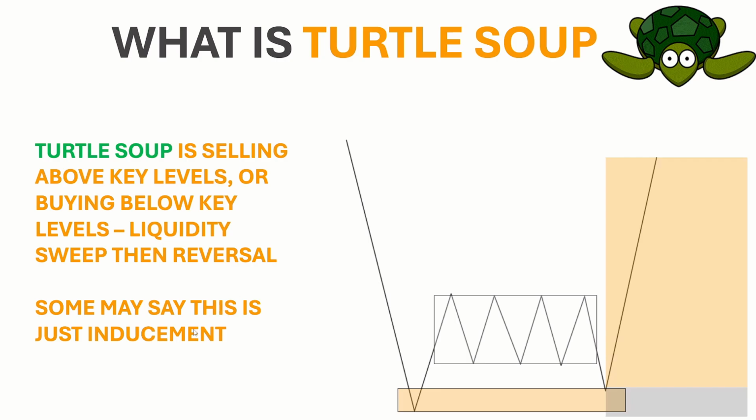Some may just say this is inducement. If you don't know what inducement is, it's an institutional strategy where institutions would try to tempt early buyers or sellers in the market in order to take them out, use them as liquidity before market moves in the desired direction. So traders who may have bought at these points right here on this support, they would get stopped out, their stop loss would get triggered. This is what we call taking out liquidity before market continues in its desired direction.